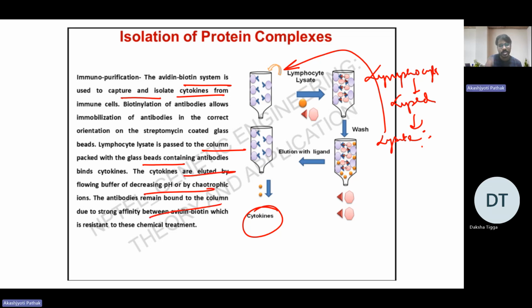By lowering the pH or by using chaotropic agents or ions, the antigen can be eluted, and the antibody remains bound to the column due to strong affinity, which is resistant to chemical treatment. So this is immunopurification.